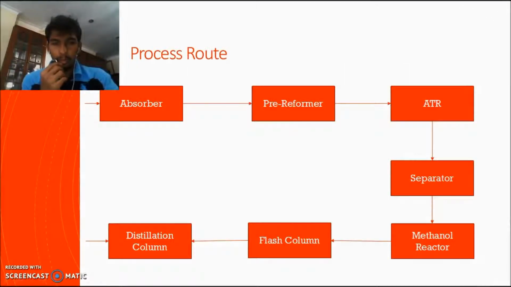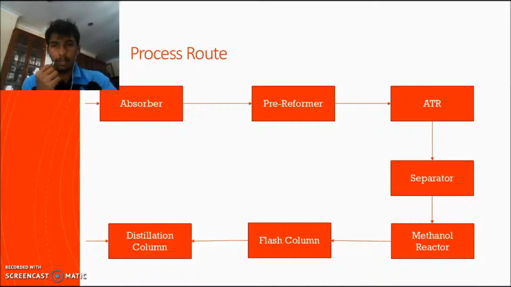So now I'm going to talk about the process of this plant design. As you can see in this slide, there are 7 units that we use in order for the production of methanol. The 7 units are absorber, pre-reformer, ATR, autothermal reformer, a separator or cooler, methanol reactor, flash column, and also distillation column.